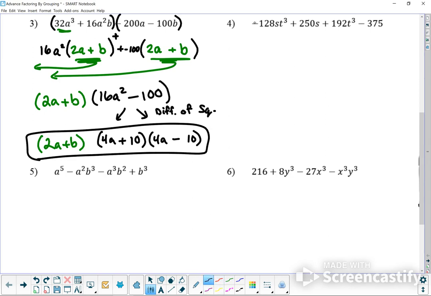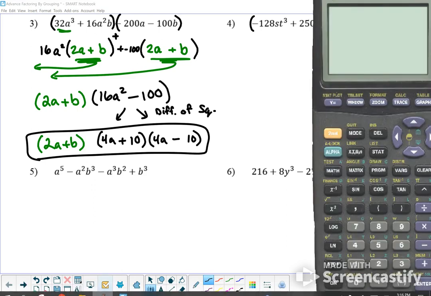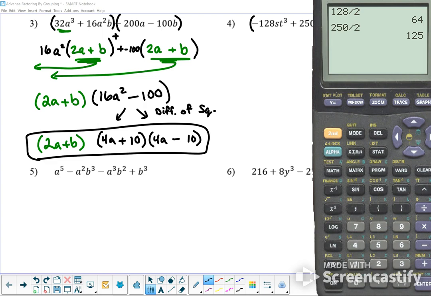Okay. Number 4, we're going to go ahead and let's just group it the way it is, right? So let's group it like this. Okay, so what can we take out of here, right? What can I factor out of 128 and 250? And you may need to use a calculator because I'm going to use one. So 128 divided by, looks like maybe, I don't know, 2, 64. And 250 divided by 2, 125.